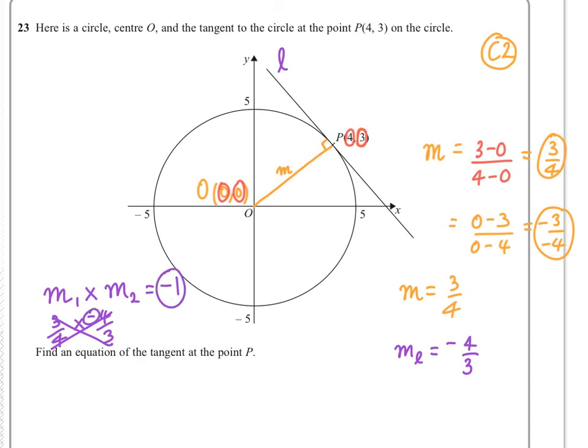So enough of that. We've got the gradient here of the line we wanted. So the gradient is -4/3, but we also know it goes through this point. So you've got two choices here.